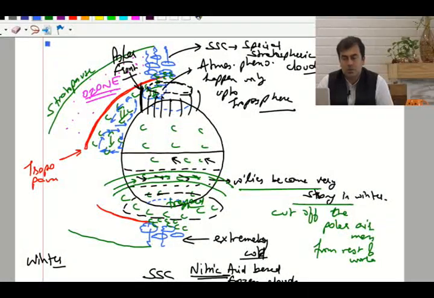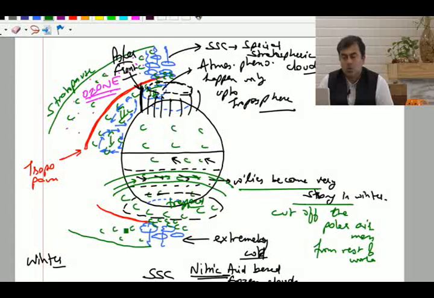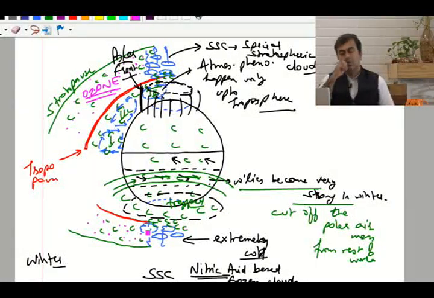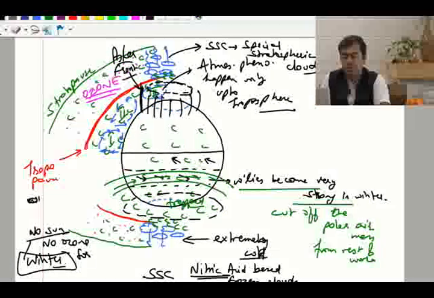But in the process, what they have done is transfer these chlorofluorocarbons to the ozone layer. Once the chlorofluorocarbons reach the ozone layer, they will attack. Now remember, which season were we talking about? Winter. In winter, no sun, so no ozone formation.